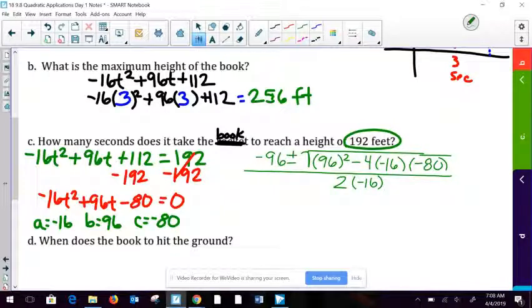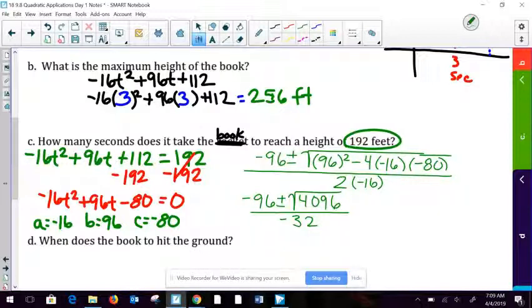Now we need to go ahead and simplify the numbers that are under the radical and the denominator. Negative 96 plus or minus the square root. And we're going to actually punch in all of that stuff under the radical. And tell me what number you come up with. Or say it out loud. Nobody's looking. Good. Did you get 4,096? Awesome job. All over negative 32.